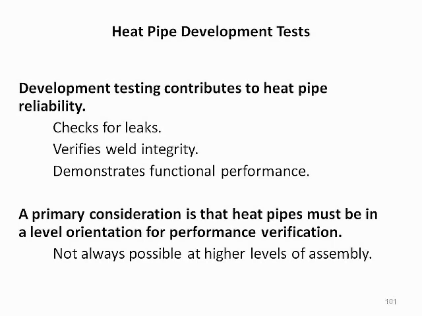A primary consideration for early testing of heat pipes at the unit level is that they must be in level orientation for performance verification. A tilt of 1/10 of an inch or less over the length of the heat pipe is often required to avoid performance degradation. This is not always possible at higher levels of assembly, making testing at the unit level vital.